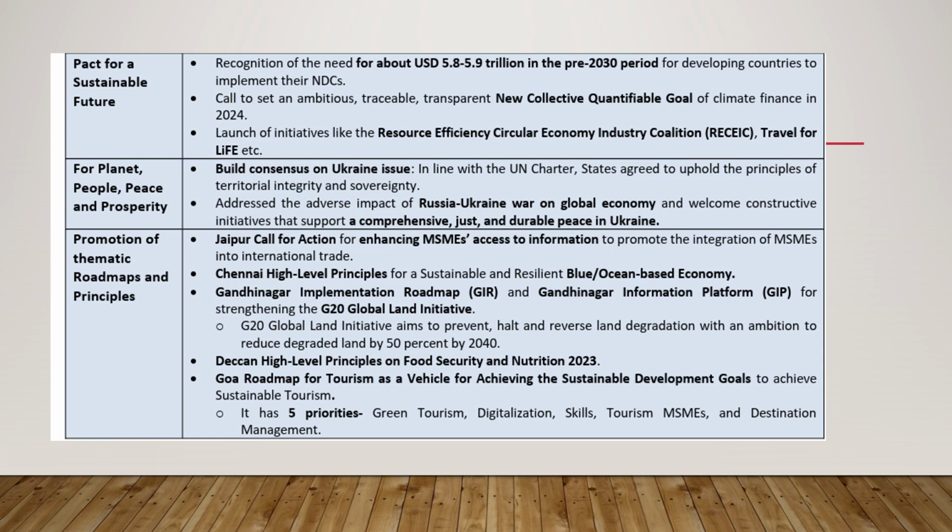Then we have the Deccan High-Level Principles on Food Security and Nutrition. We have the Goa Roadmap for Tourism as a vehicle for achieving the Sustainable Development Goals, to achieve sustainable tourism. It has 5 priorities: green tourism, digitalization, skills, tourism MSMEs, and destination management. These are the 5 priorities. This was about the Delhi Declaration. I hope you remember some important points in it and it may be helpful for you.